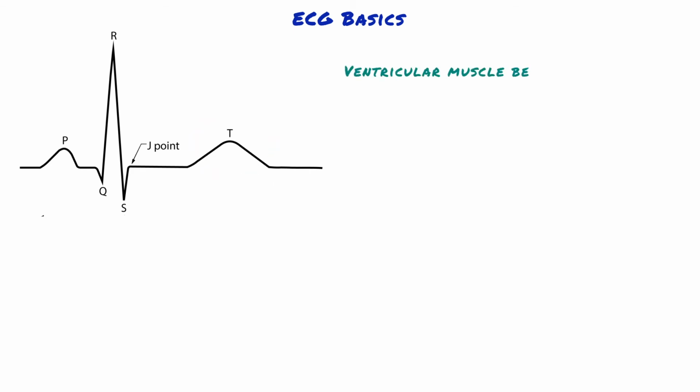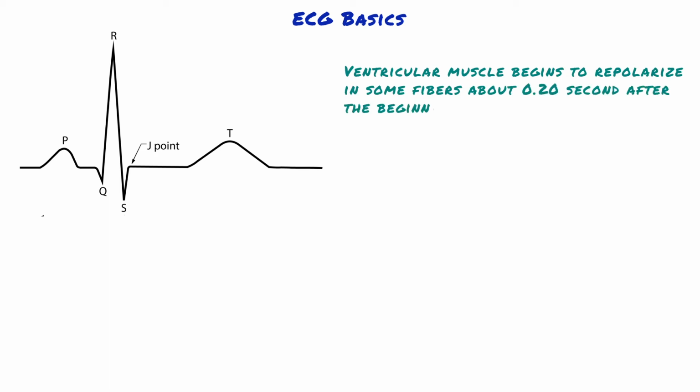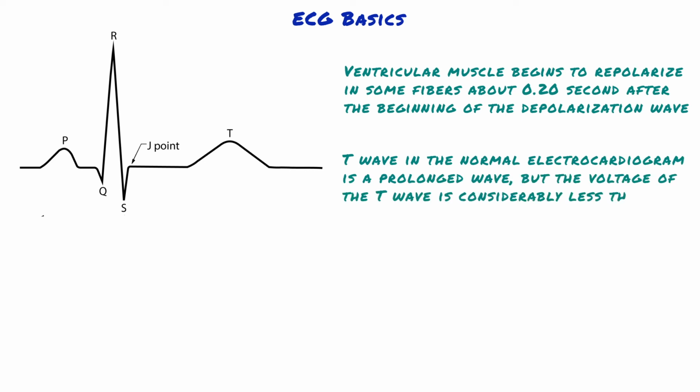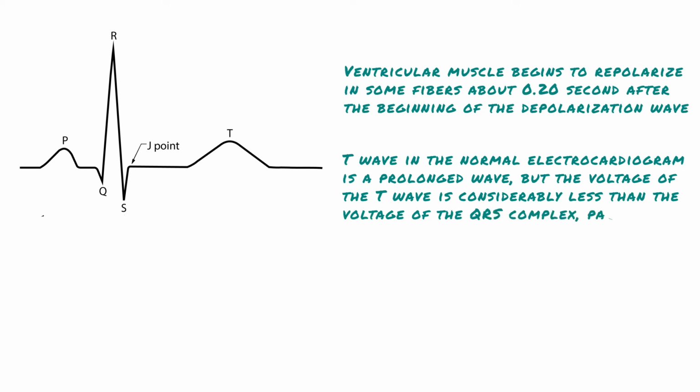Ventricular muscle begins to repolarize some of the fibers about 0.20 seconds after the beginning of the depolarization wave. But in many other fibers, it takes as long as 0.35 seconds. Thus, the process of ventricular repolarization extends over a long period, about 0.15 seconds. For this reason, the T wave in the normal electrocardiogram is a prolonged wave, but the voltage of the T wave is considerably less than the voltage of the QRS complex, partly because of its prolonged length.